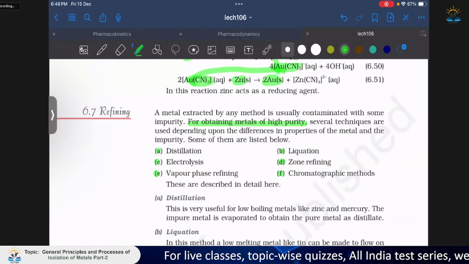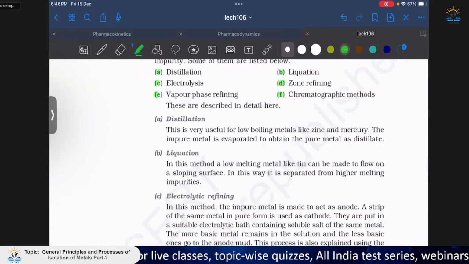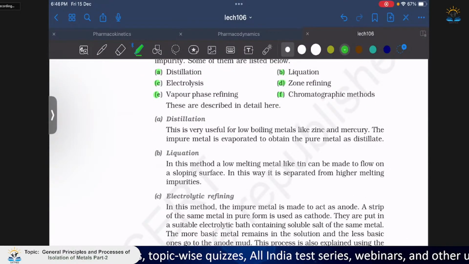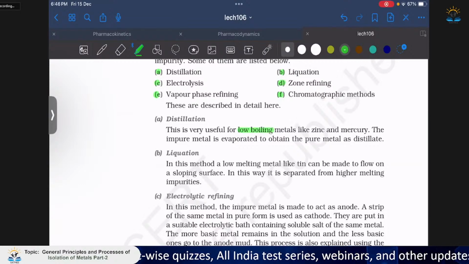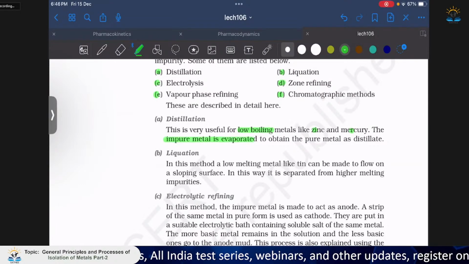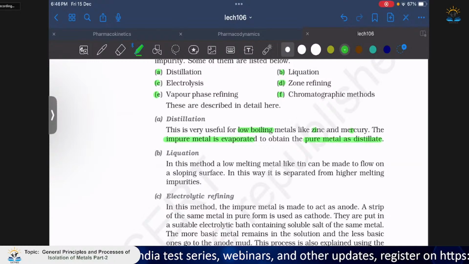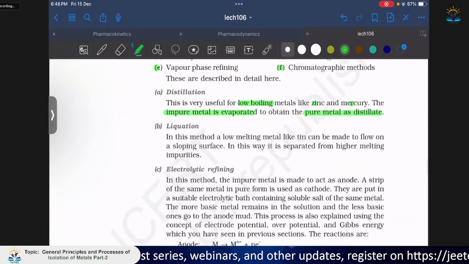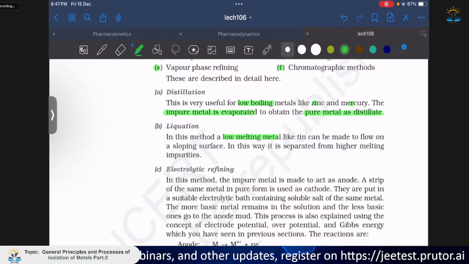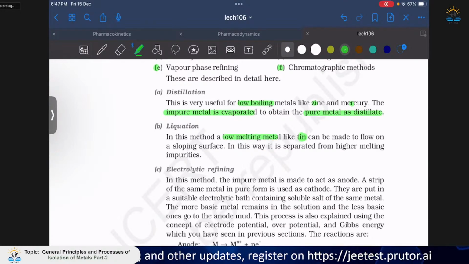Going to the first process, which is known as distillation, the points that I'm underlining are to be remembered. It is for low boiling metals like zinc and mercury. Impure metal is evaporated and pure metal is obtained as distillate. Only this much you need to remember. For liquefaction, low melting point metal, like tin, is made to flow on a sloping surface. This way it is separated from a higher melting impurity.